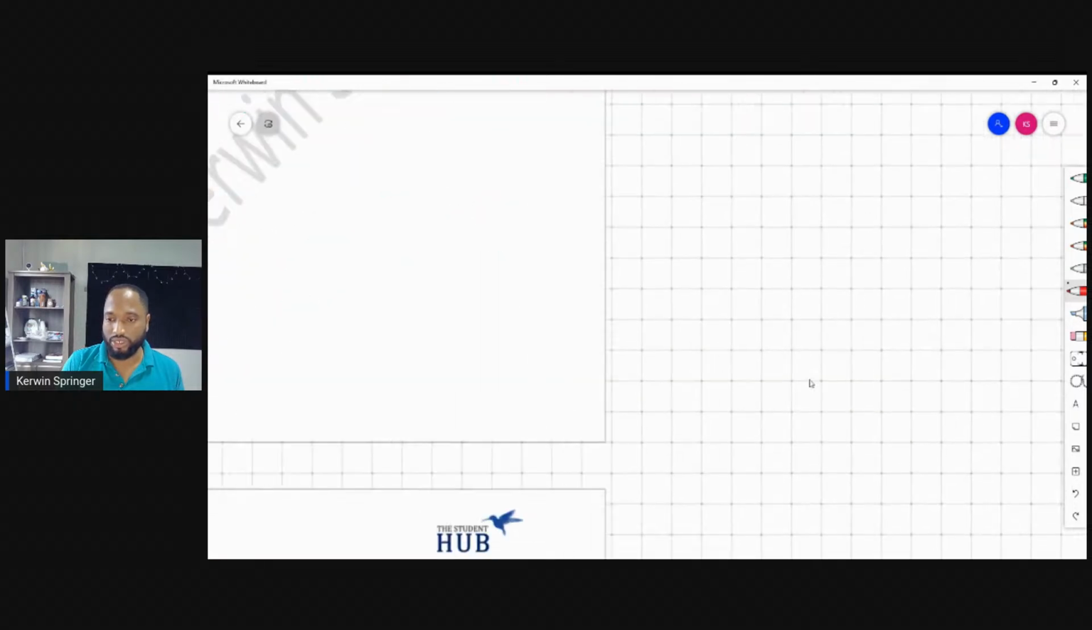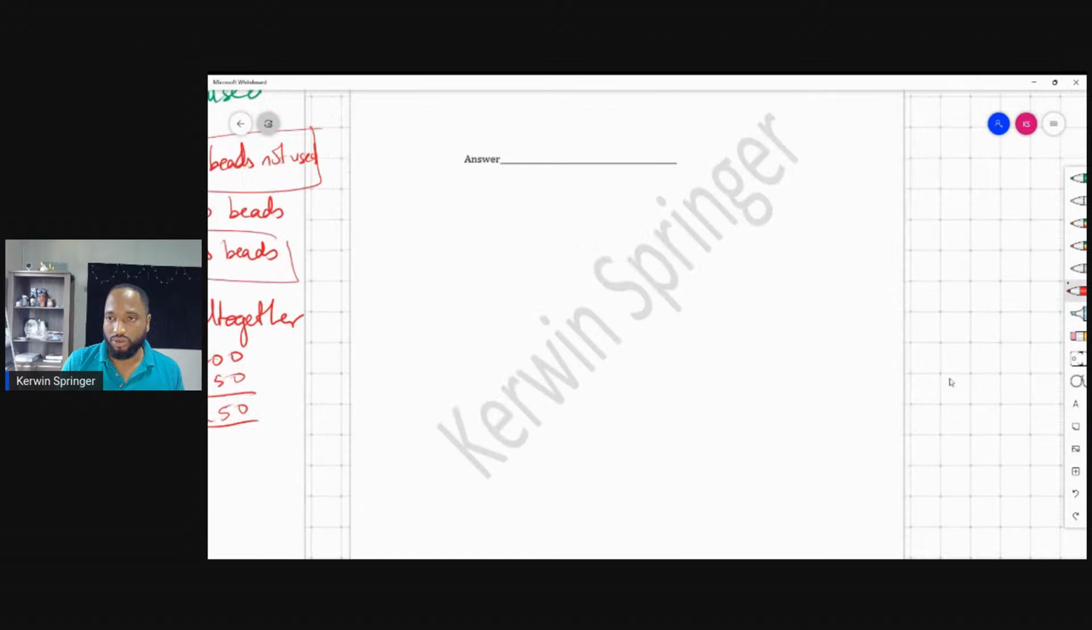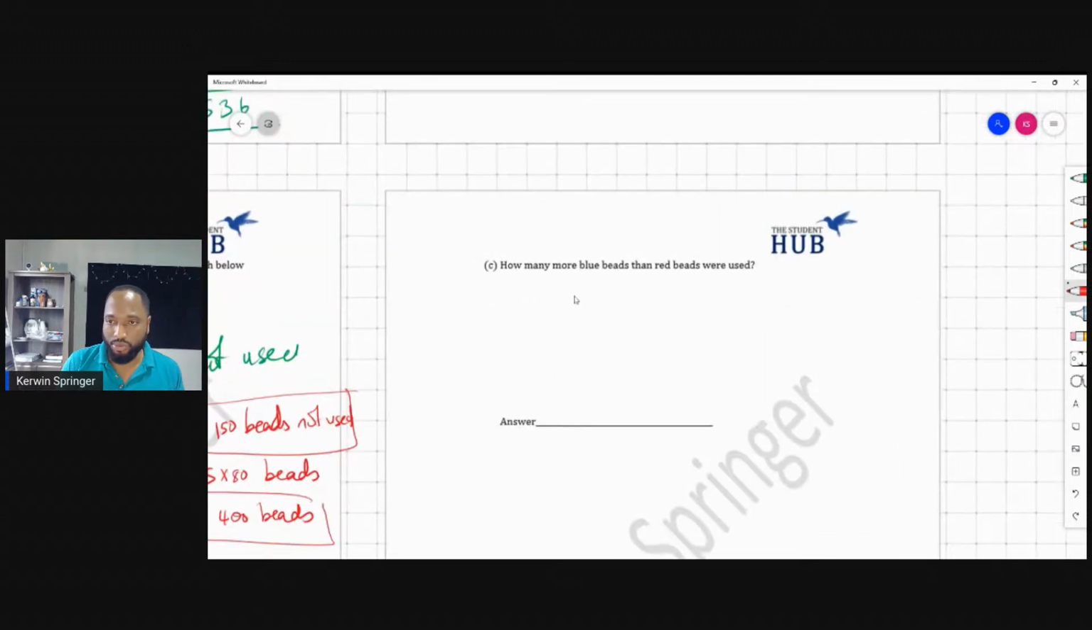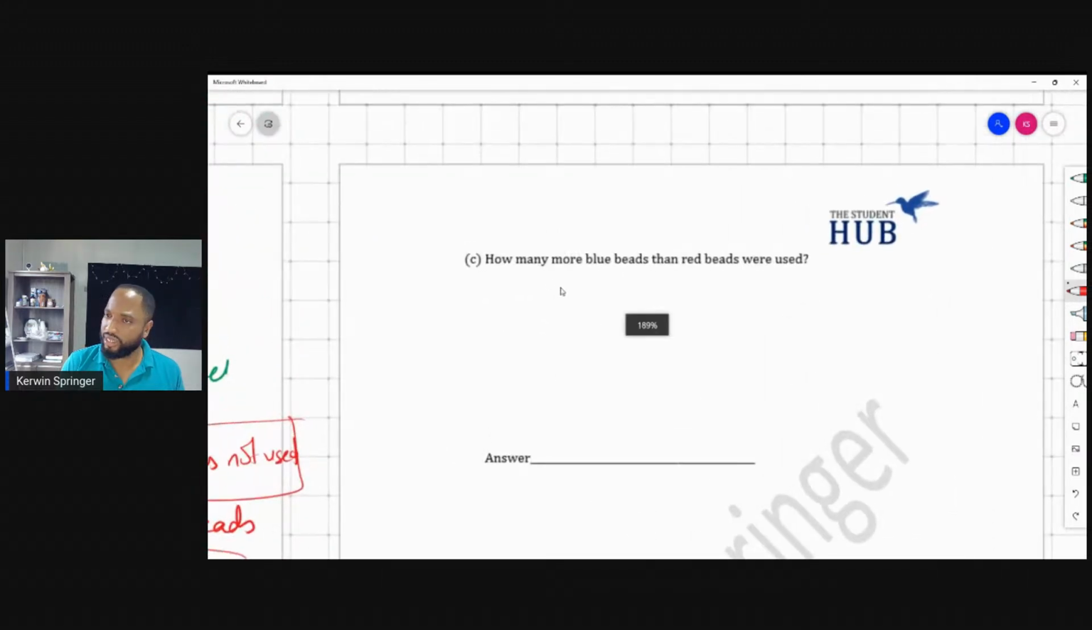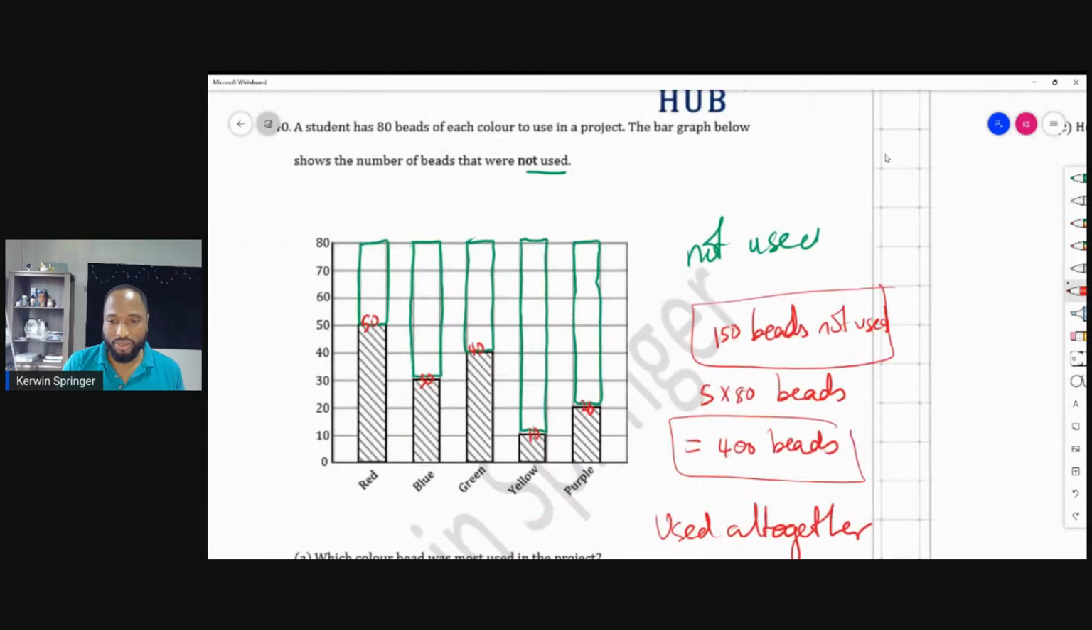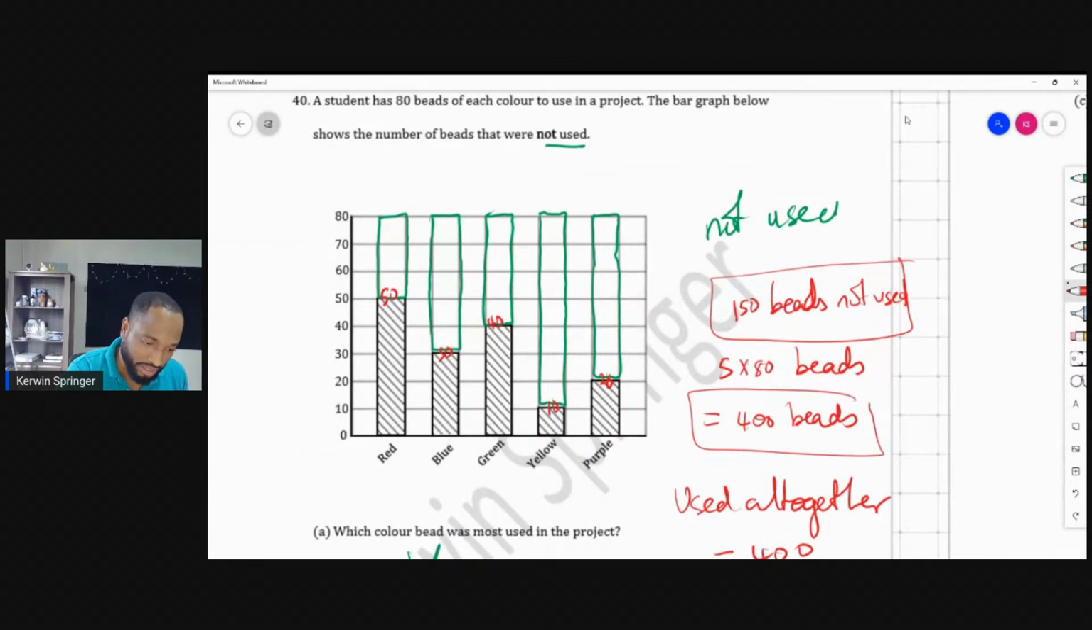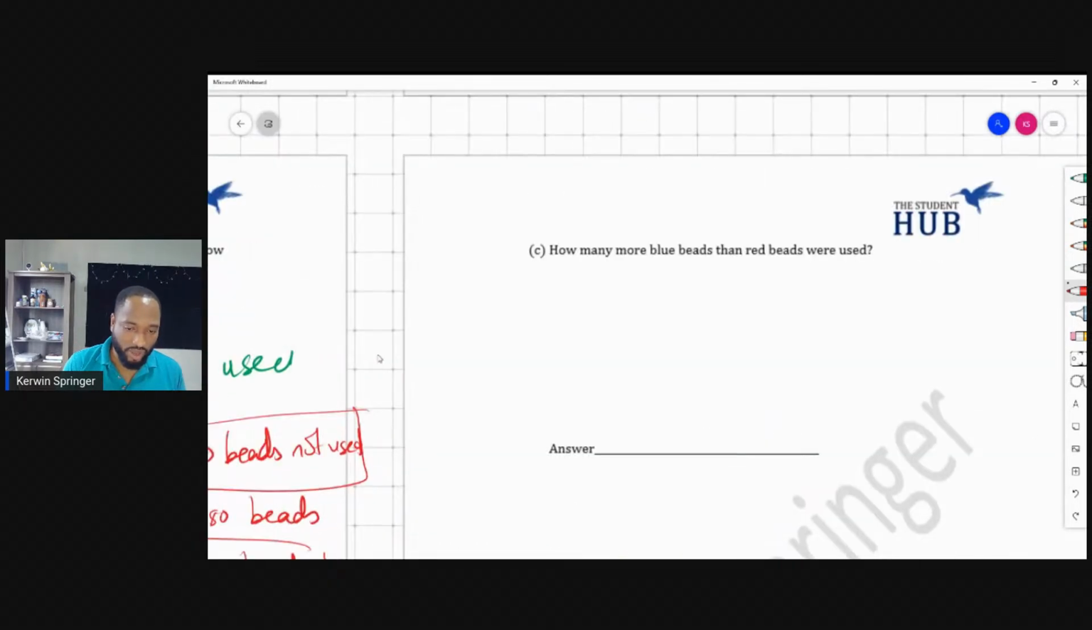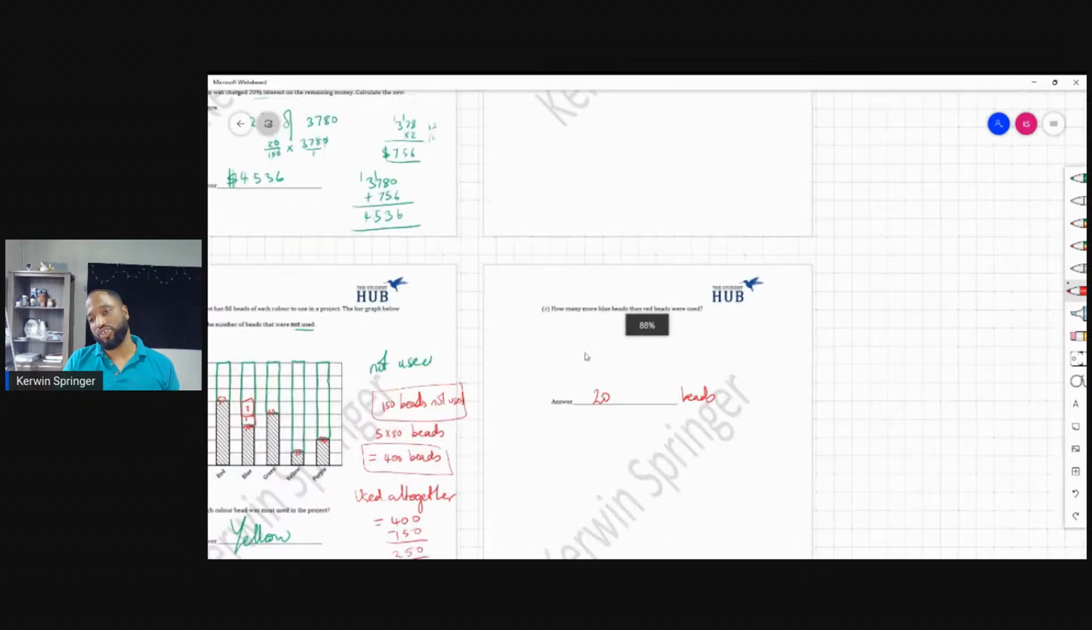Down to the last question. How many more blue beads than red beads were used? Easy man thing. I see in 1, 2 boxes here, 10, 20. So you use 20 more blue than red. 20 beads. Just like that. Finish.